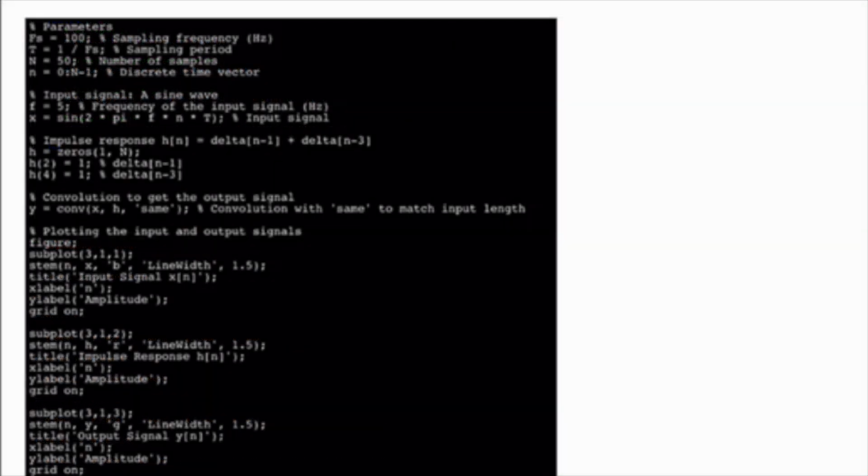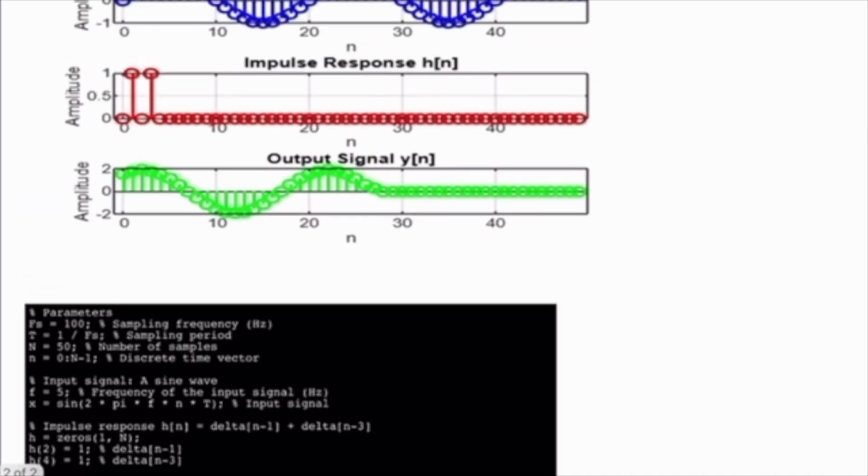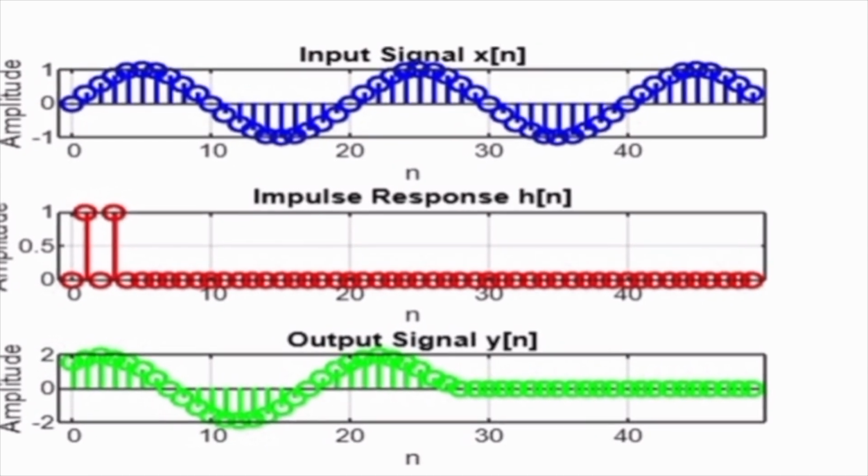For the project, we're analyzing how a discrete time system affects an input signal. The system has an impulse response h of n equals delta n minus 1 plus delta n minus 3, which shifts the input by 1 and 3 samples and adds them together. The input is a 5 Hz sine wave sampled at 100 Hz. I use MATLAB to simulate this and convolve the input with the impulse response, as seen over here.